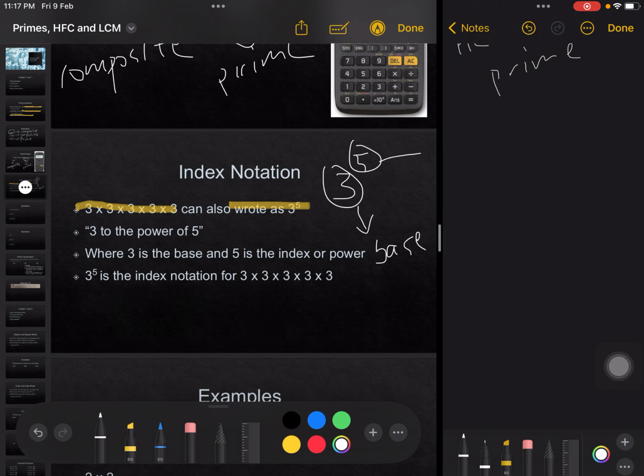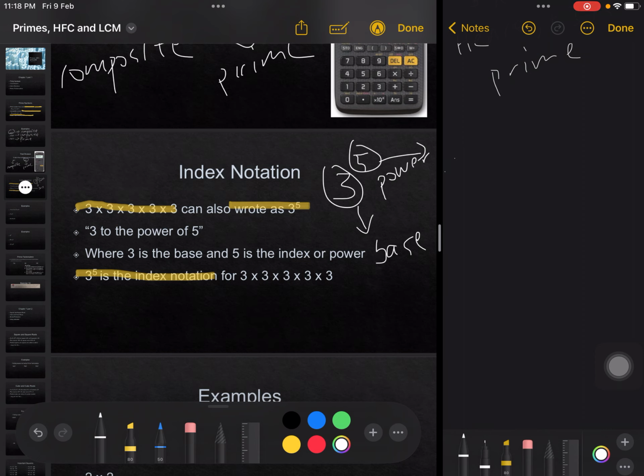And 5 is the power. Give me a second, let me rewrite this. So 5 is the power. So 3 to the power of 5 is index notation for 3 times 3 times 3 times 3 times 3. Why do we do this? Because mathematicians are lazy, hence they find a way to represent 3 times 3 times 3 times 3 times 3 as 3 to the power of 5.